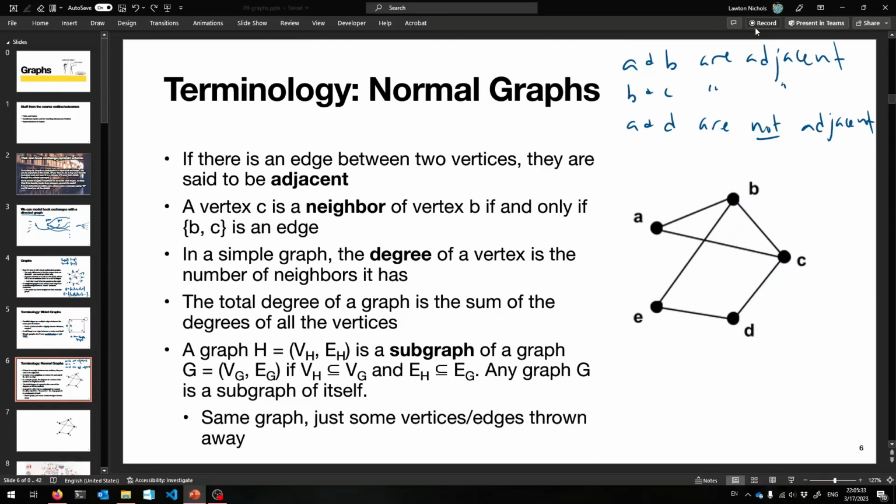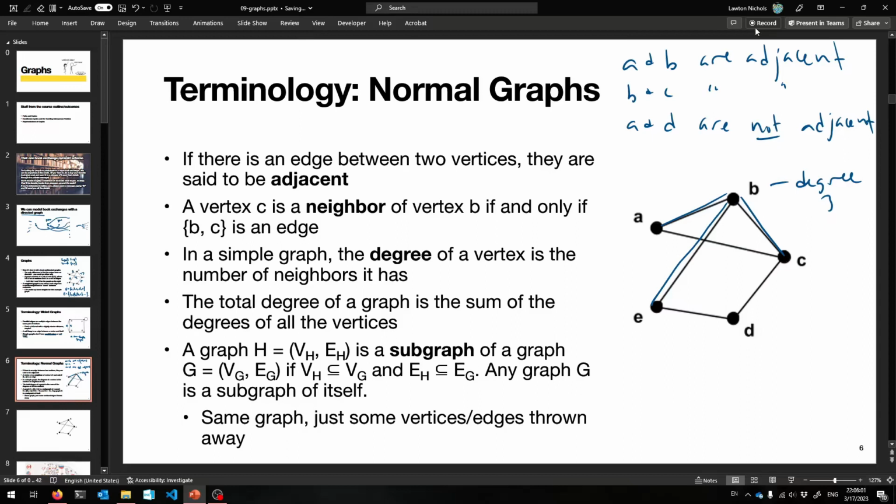There's also a question of degree in a simple graph. The degree of a vertex we say is the number of neighbors it has. So for example, this vertex B has degree 3. Do you see why? It has three neighbors. Maybe I should draw this slightly cleaner. It has A as a neighbor, it has C as a neighbor, and it has E as a neighbor. That's why it has degree 3.